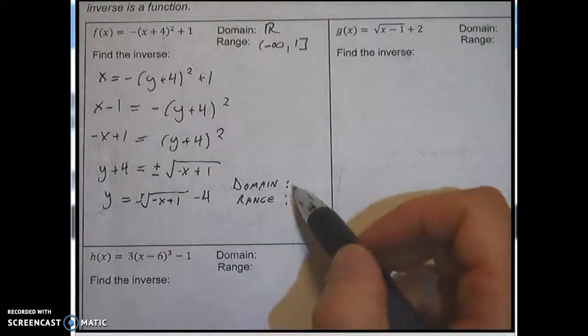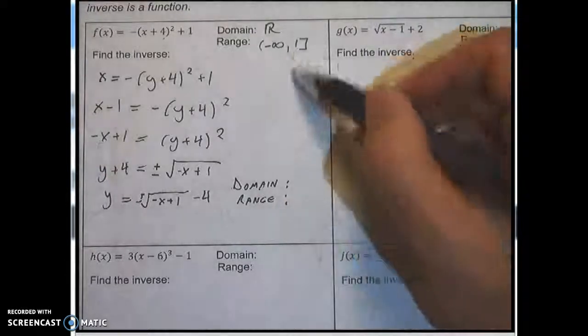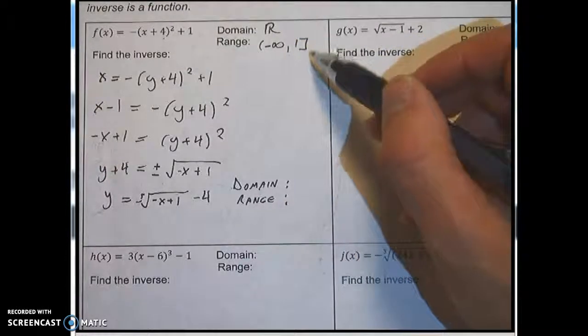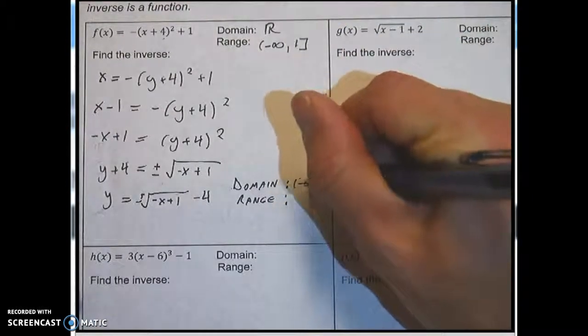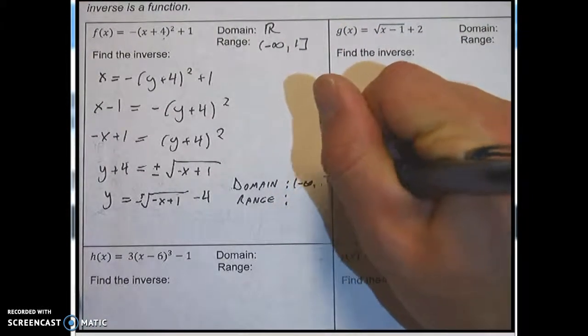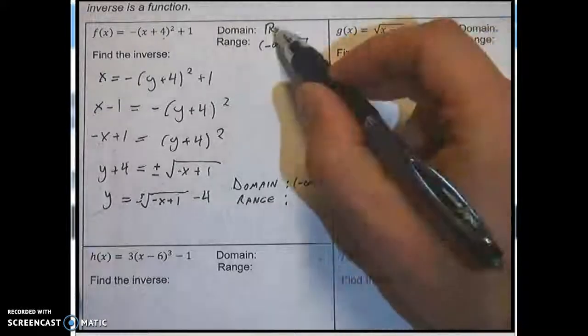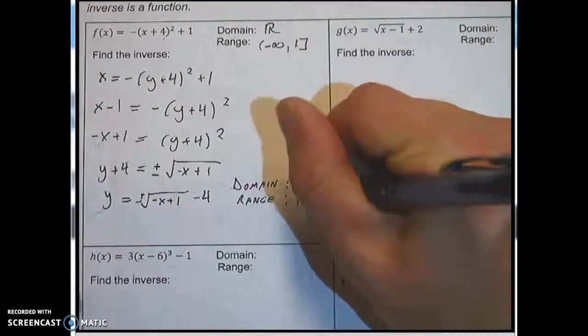The domain of this thing and the range of this thing are simply the domain and the range of the original function, except swapped. So the range here becomes the domain here, and the domain here becomes the range here.